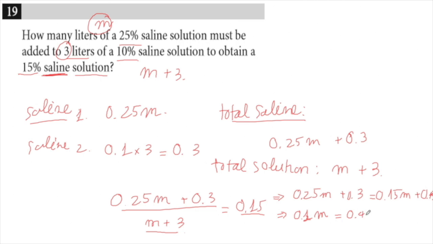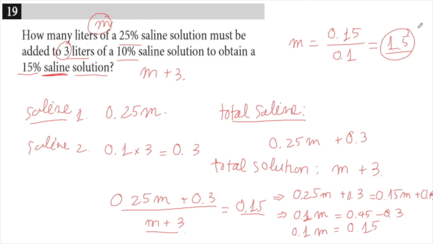0.45 minus 0.3 will be equal to 0.15, and here is 0.1m. So m will be equal to 0.15 divided by 0.1. This will be 1.5. So my final answer is 1.5.